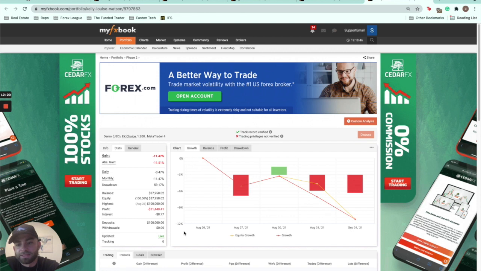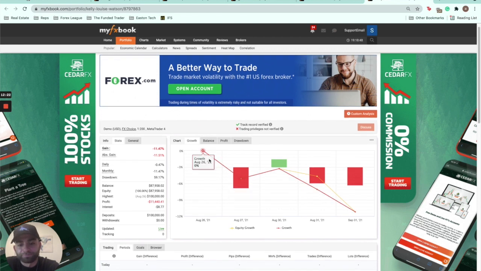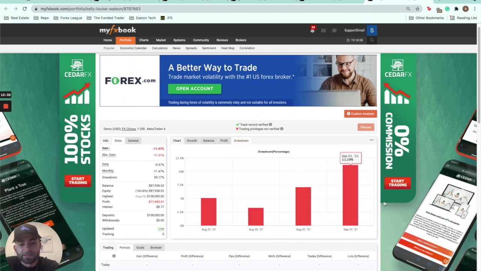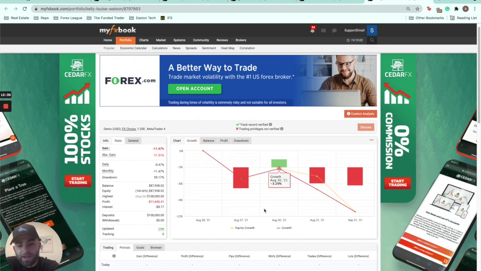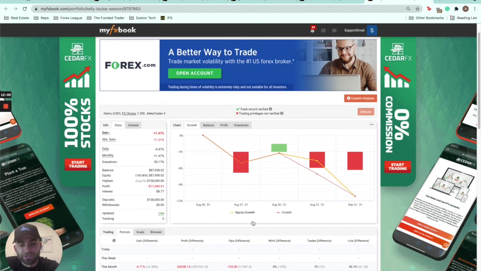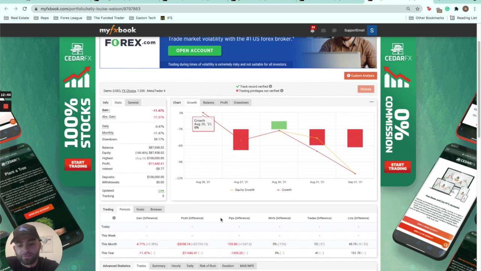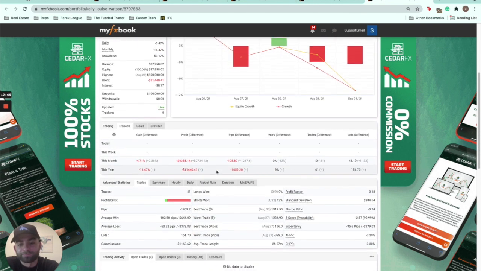Last but not least, we're going to get into this account. So they did not really have any profitability. They went down 5%, went up, went down, ended up violating the max daily loss. Let's go ahead and take a look. Yeah, they ended up violating the max daily loss right here. I think actually this account ran out of time. So they ended up down 11.4%. They didn't actually hit the 12%.